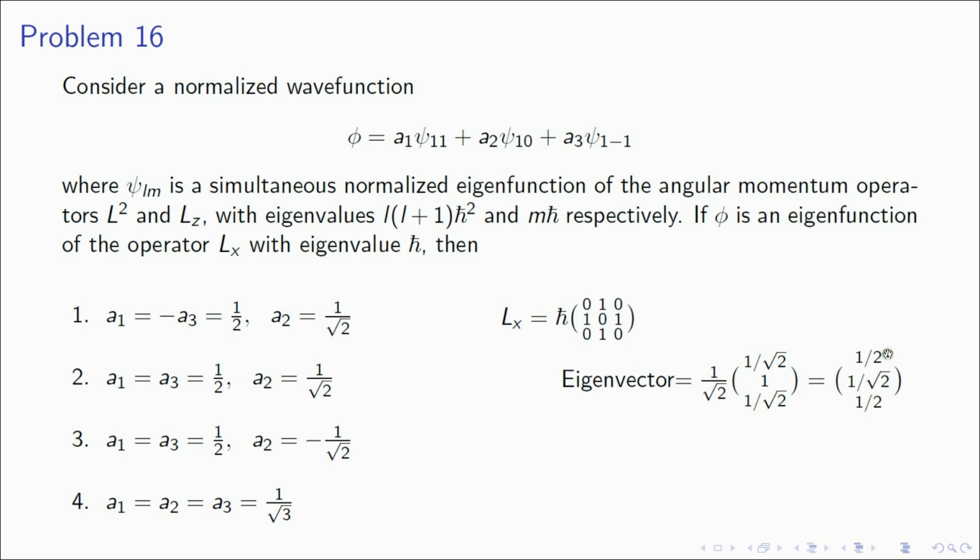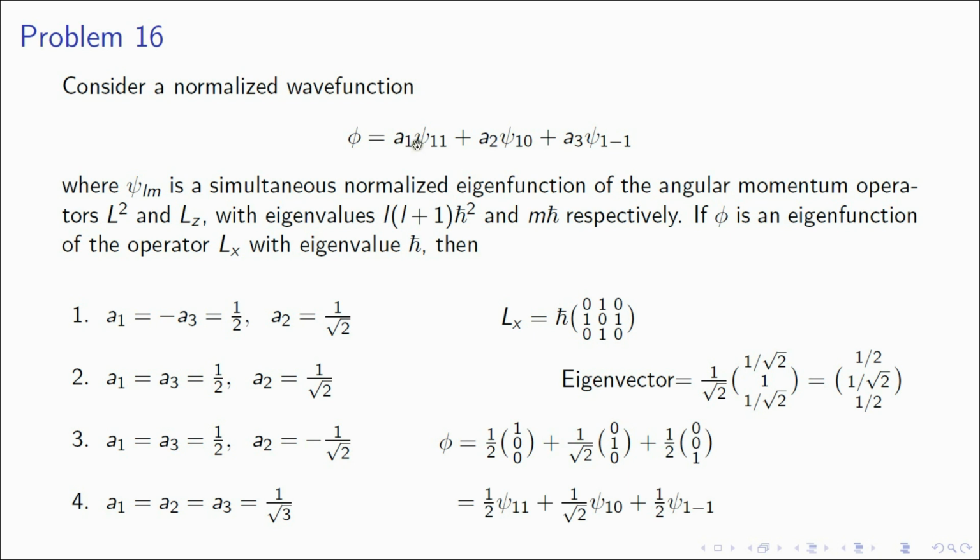You get 1 by 2, 1 by root 2, and 1 by 2. So if you write the wave function phi in terms of these basis vectors, phi equals half of (1 0 0) plus 1 by root 2 of (0 1 0) plus half of (0 0 1). You can see that (1 0 0) corresponds to psi 1 1, (0 1 0) will be psi 1 0, and (0 0 1) will be psi 1 minus 1. So from here you can see a1 is 1 by 2, a2 is 1 by root 2, a3 is 1 by 2. So this is the right one, option 2.